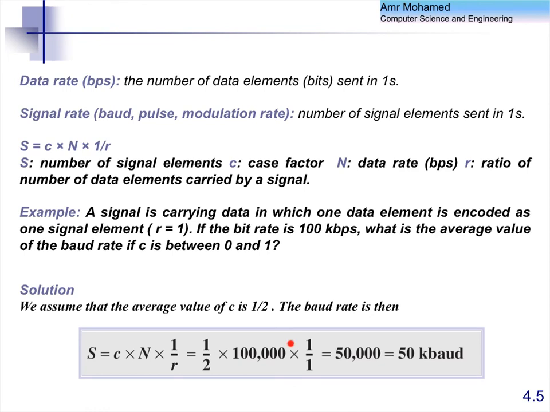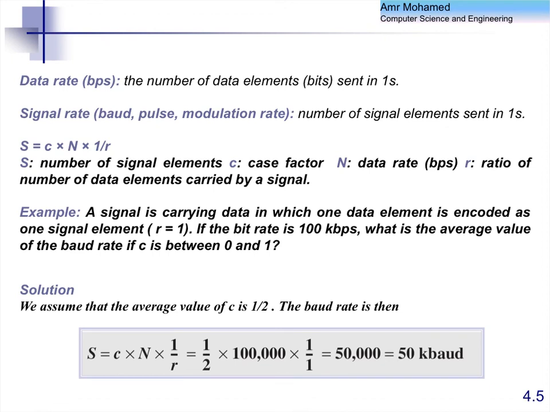It's C, which is 1/2, times N times R, which is 1. Do you remember what this relationship means in the previous chapter? This is typically so the baud rate here represents the bandwidth, the minimum bandwidth that you can use to represent this type of digital signal.